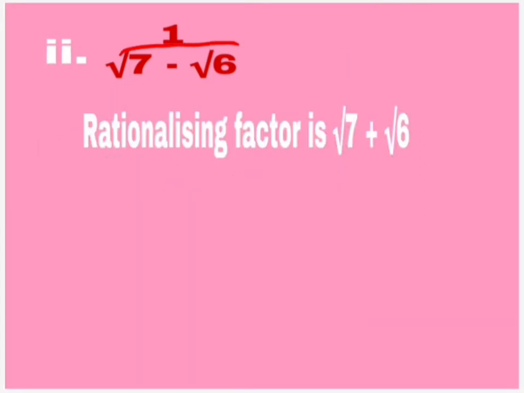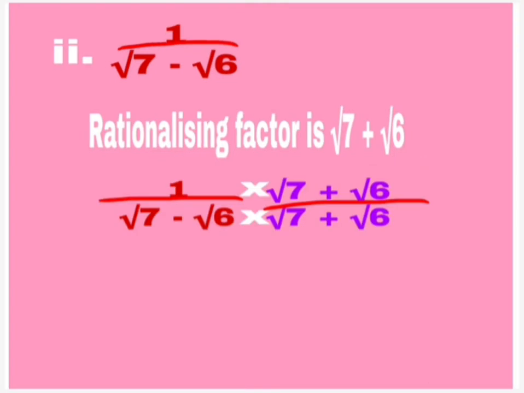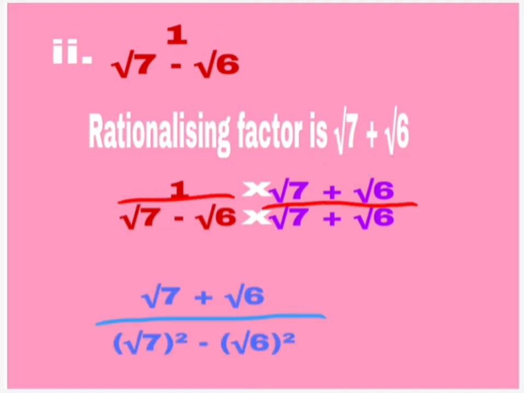Okay. So for this question, the rationalizing factor is root 7 plus root 6. Now multiply this RF factor to both numerator and denominator. We are doing the same here: 1 divided by root 7 minus root 6. This is our question. Root 7 plus root 6 is our RF factor, which is to be multiplied to both numerator and denominator. Now after the multiplication, we'll get 1 into root 7 plus root 6, which is root 7 plus root 6.